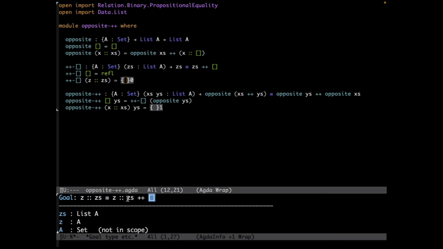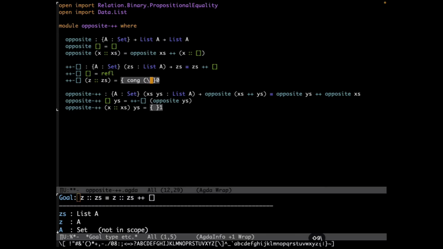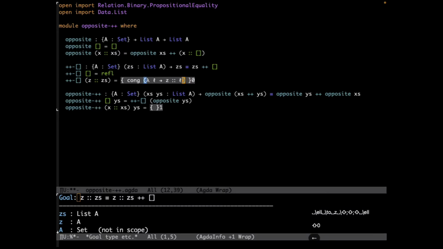Okay. So it's important to understand which way this is written. Actually the parenthesis should be here. Right? So it is Cong underneath. So it's Cong, okay? And I want to say it's Cong underneath what? Let me write it the long way around. It's Cong underneath the function which attaches z at the beginning.